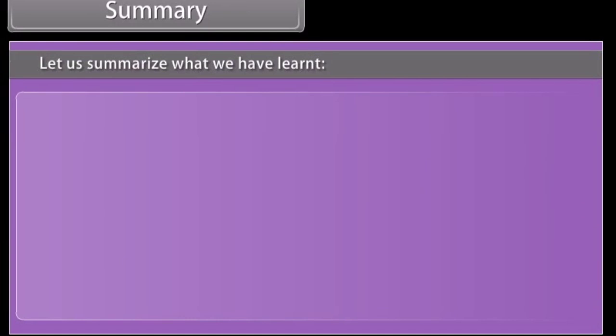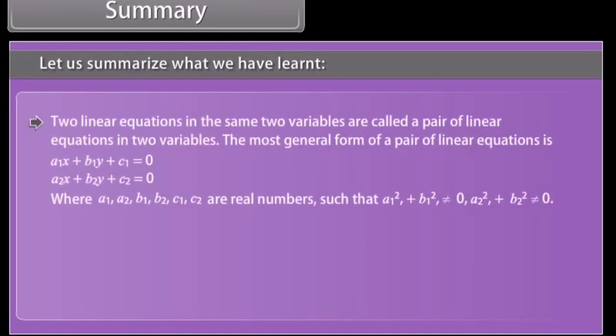Summary. Let us summarize what we have learned. Two linear equations in the same two variables are called a pair of linear equations in two variables. The most general form of a pair of linear equations is a1x + b1y + c1 = 0, a2x + b2y + c2 = 0, where a1, a2, b1, b2, c1, c2 are real numbers such that a1² + b1² is not equal to 0, and a2² + b2² is not equal to 0.